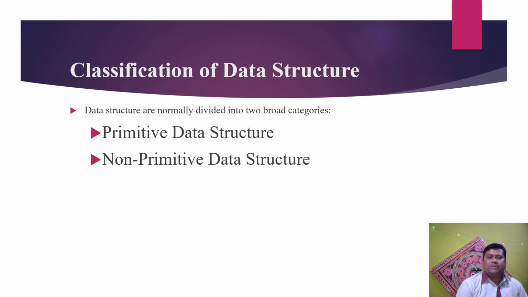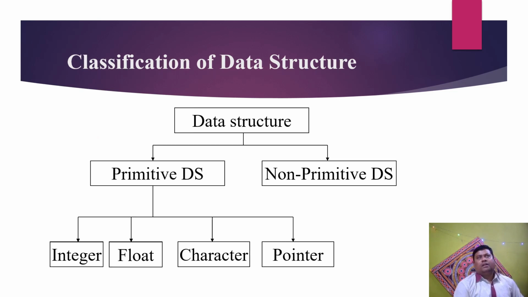Primitive data structure means we already know integer, float, and double. Those are the main basic data types. These are the primitive data types, and one more is the pointer. Okay, and what are the non-primitive data types?